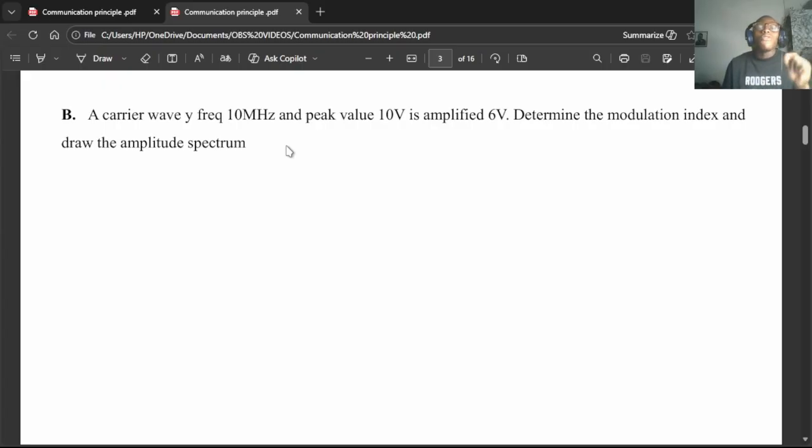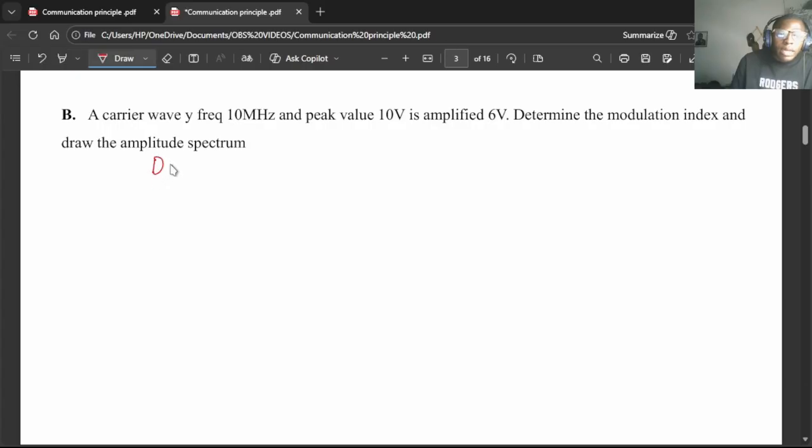Now, you were first asked to calculate or determine the modulation index. What you should ask yourself is what is the modulation index denoted by? Modulation index is what we are to find, right? We are asked to calculate the modulation index. So you can put down your data.